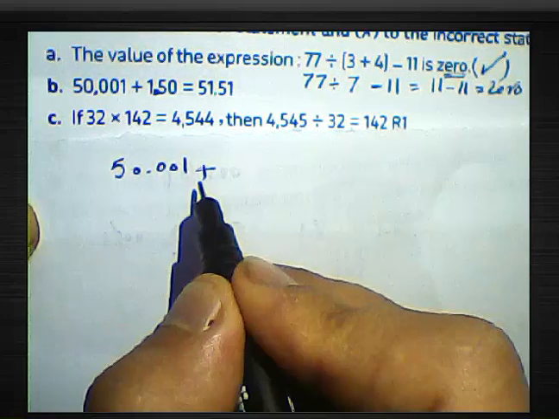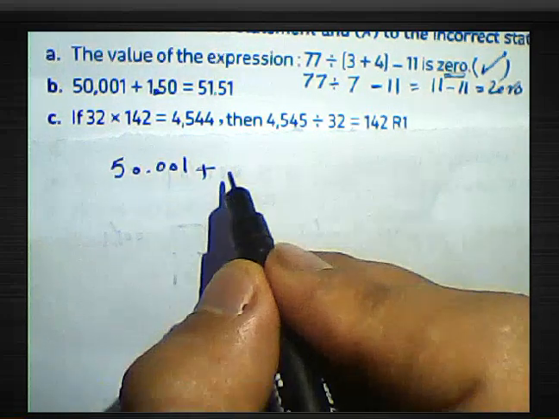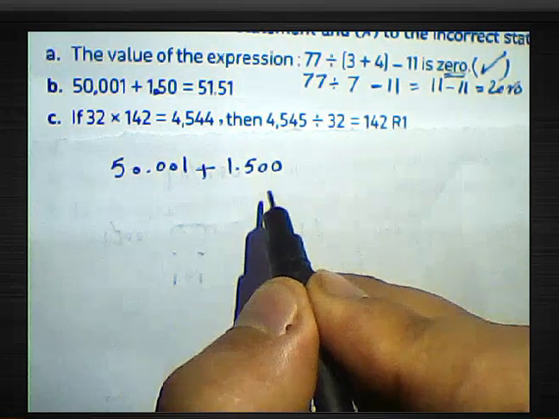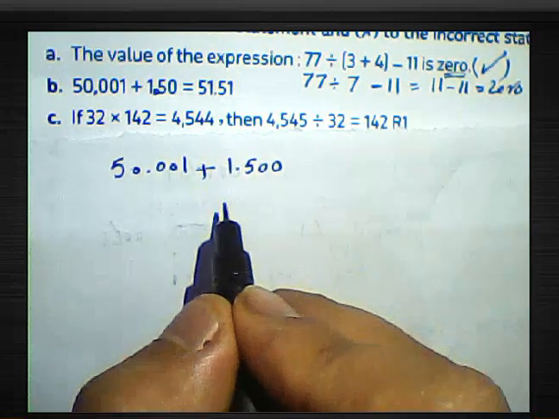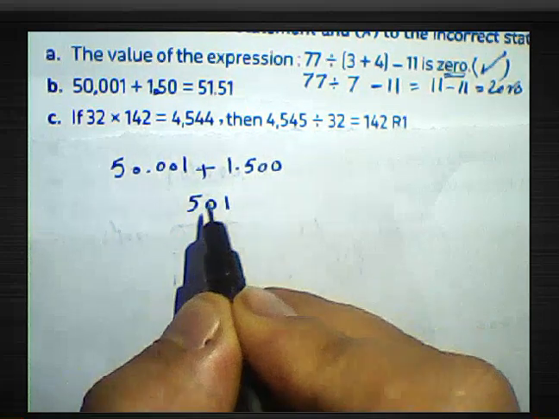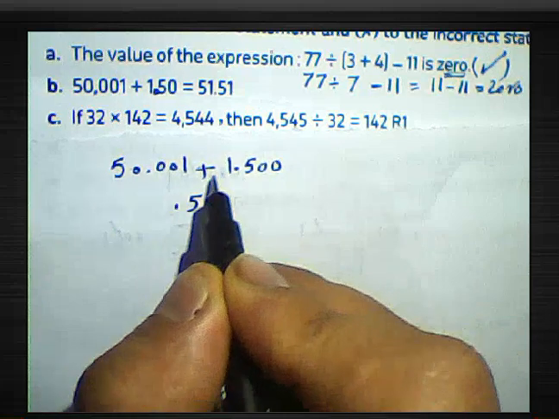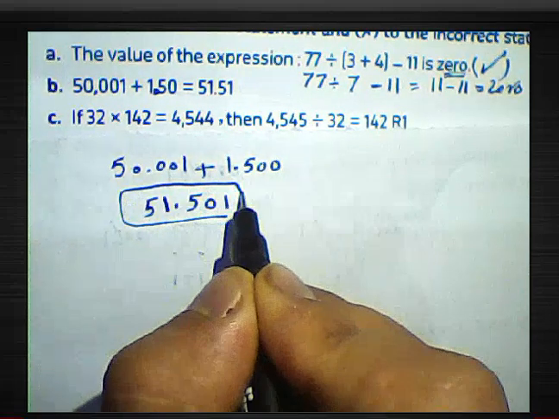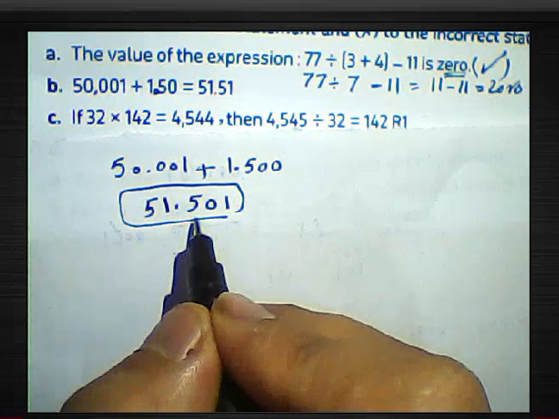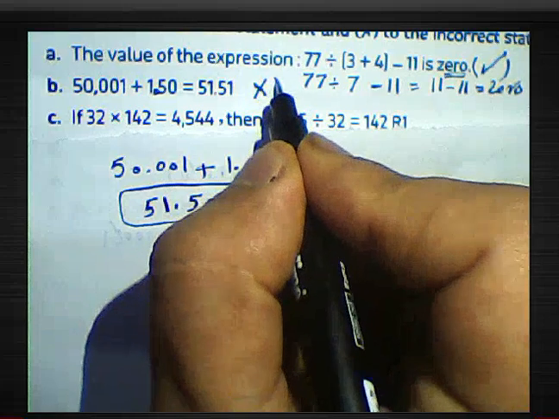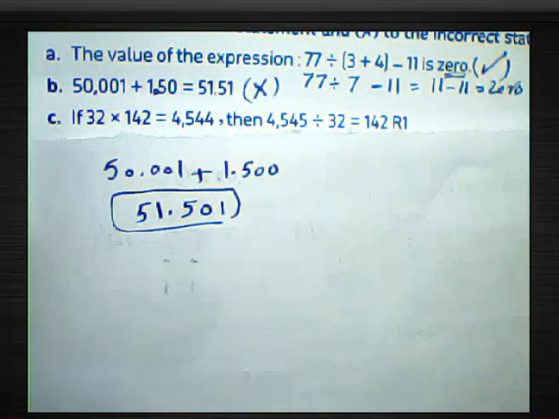50.001 plus 1.50. We must equalize the decimal places, so write 0 here. 0 plus 1 equals 1, 0 plus 0 equals 0, 5 plus 0 equals 5. Point right here, 1 plus 0 equals 1, write 1. Then the result must be 51.501. It's false. Okay, understood.